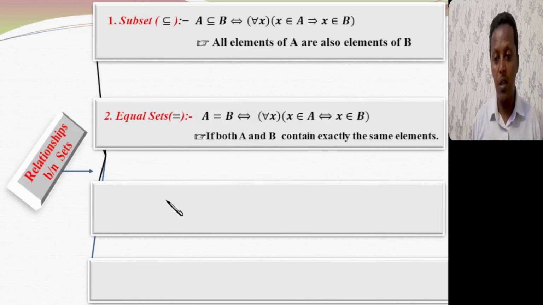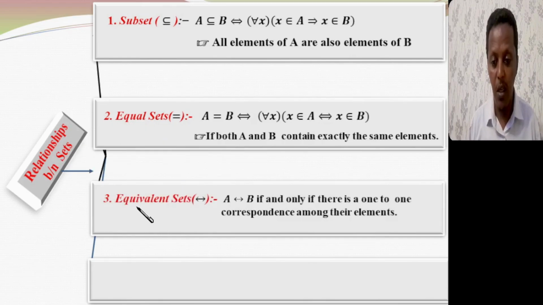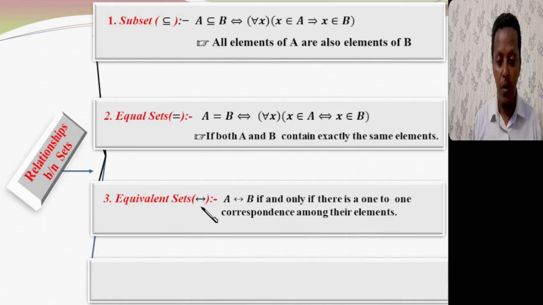Now the third relation we have is the equivalent. This is the symbol of equivalent. Now set A is equivalent to set B if and only if there is a one-to-one correspondence among their elements. Now in case of equivalent, we consider the number of elements. If both contain an equal number of elements, then the two sets are what?